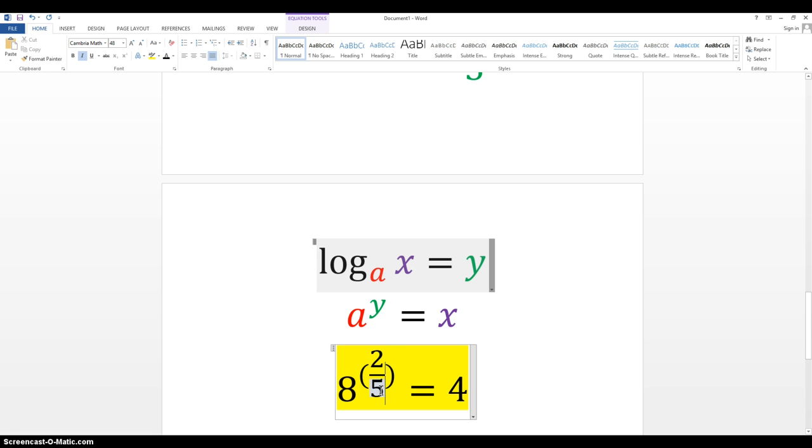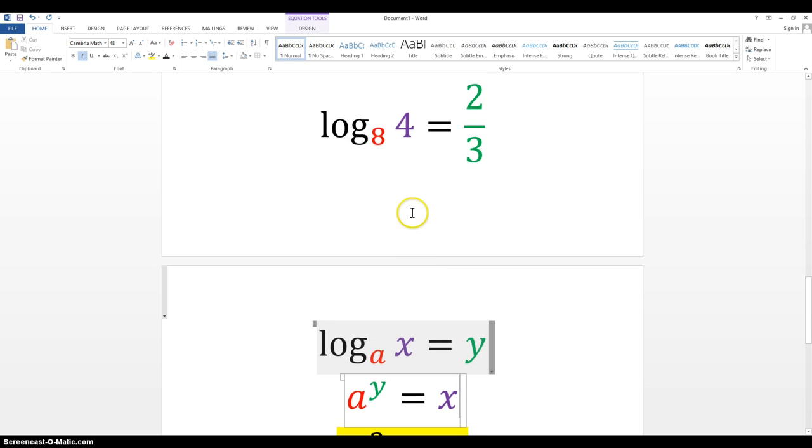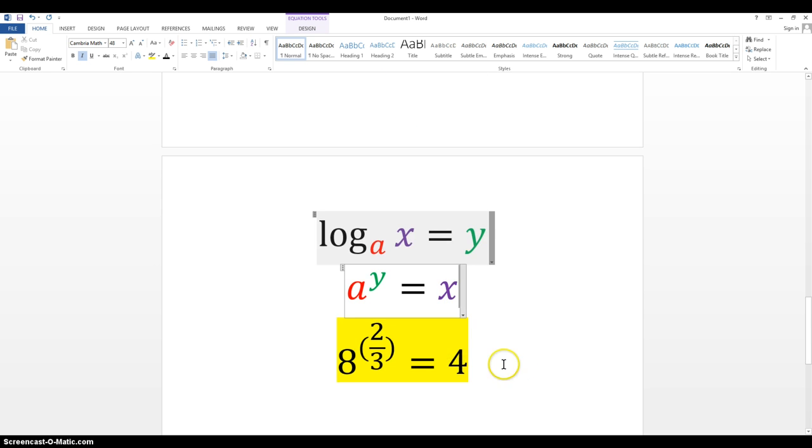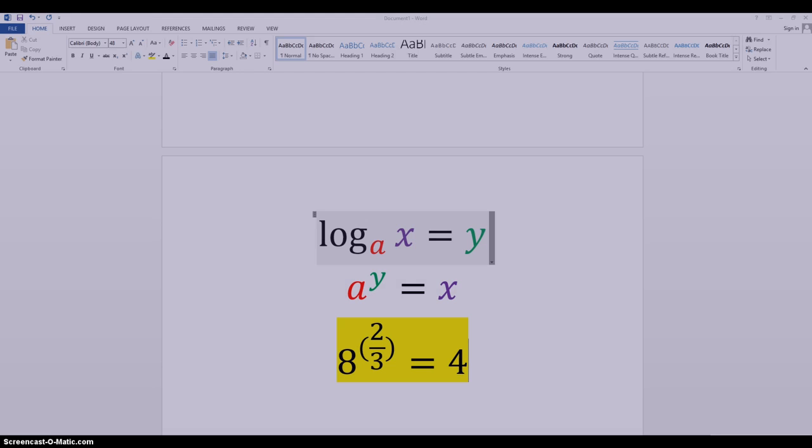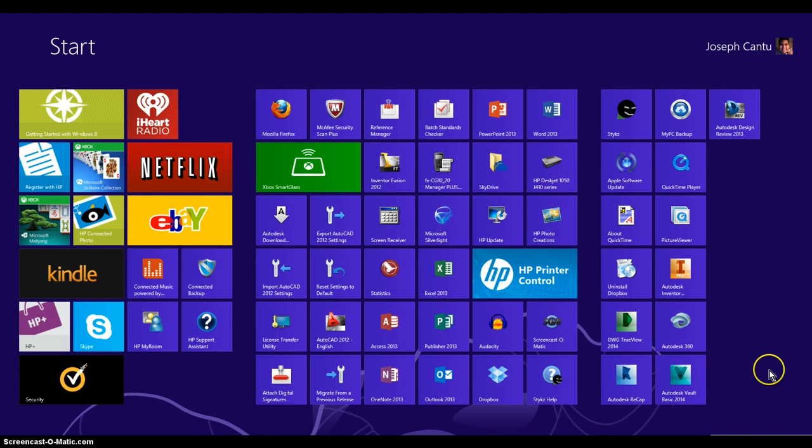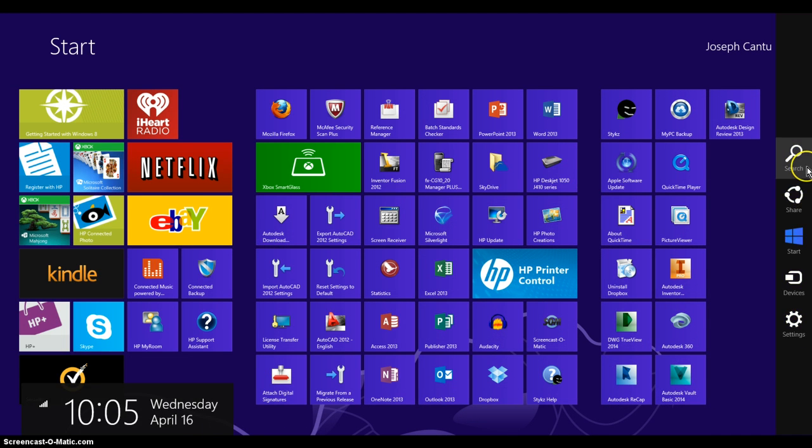Let me change that to 2/3. And then the x matches up with the purple, which is what number? 4, exactly. So we have 8 to the 2/3 equals 4. Excellent.